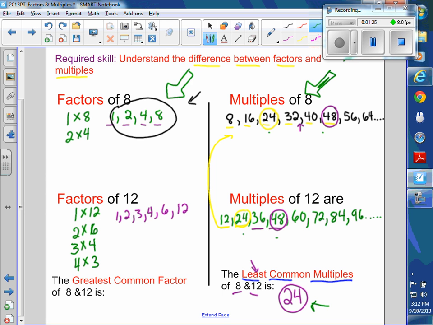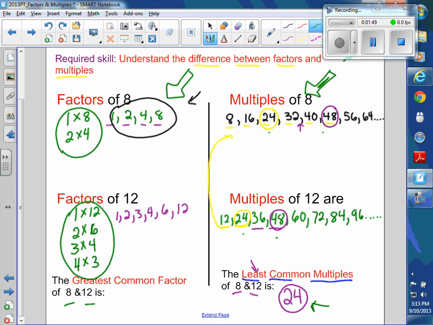In your homework today, one of the things you have to do is find the greatest common factor. It's kind of like opposite thinking. So to find the greatest common factor, you would list all the factors of 8. So here are the factors of 8. And then list all of the factors of 12. And then you're asked to find the greatest common factor of 8 and 12.